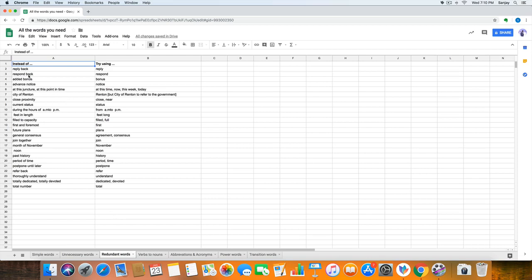The redundant words, like I said: reply back, respond back, added bonus, you can just use the word bonus; advance notice, notice is usually advance, so you don't have to say advance notice. Close proximity, a bunch of these things. Again, these are from my own research, from what I see people using and from what I've collected from the internet.